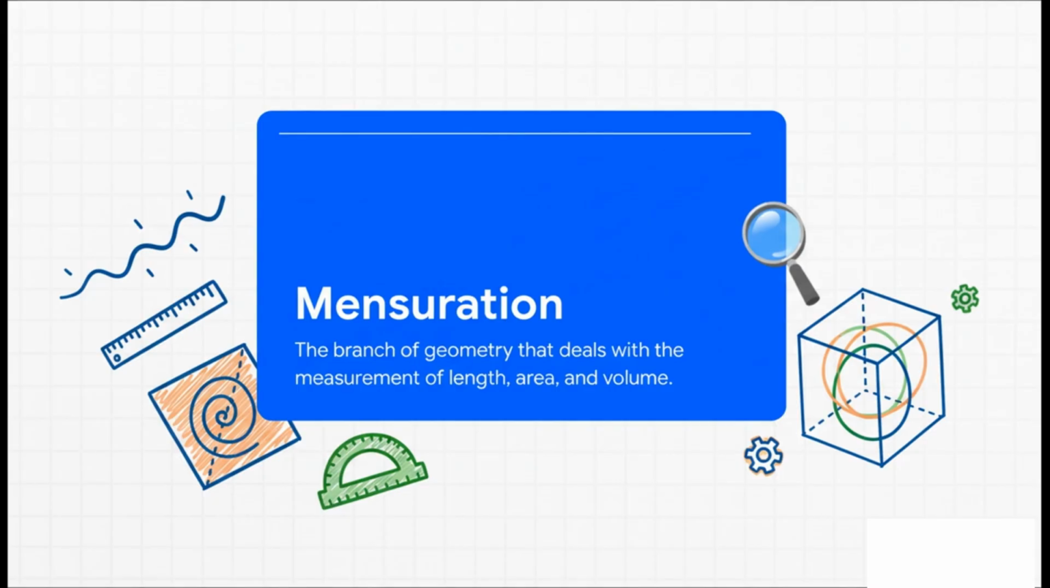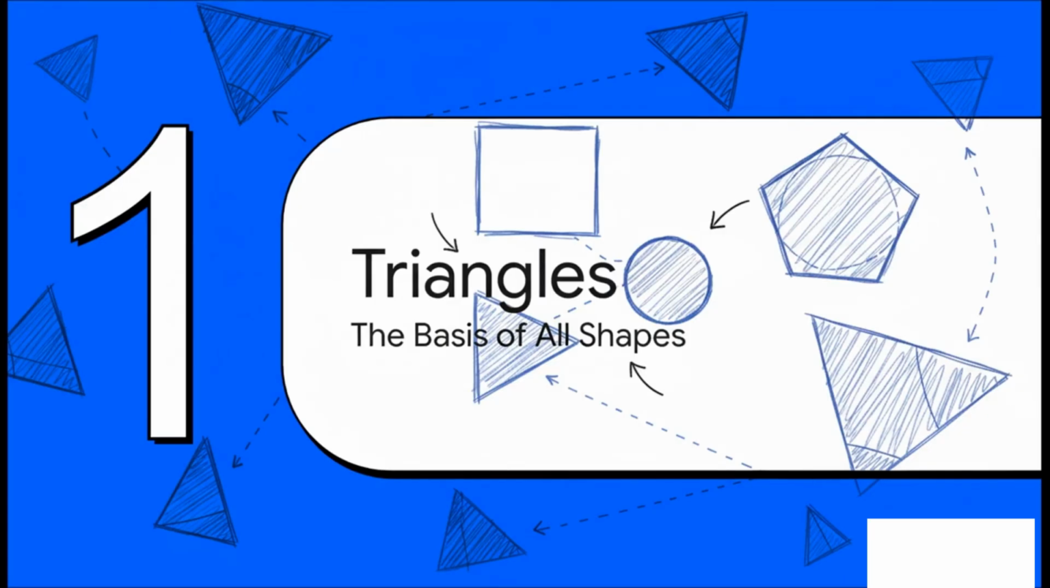And to really get a grip on this, we've got to start with the most fundamental building block of pretty much every other shape out there. That's right, the humble triangle. It might seem basic, but here's the secret. Almost any other shape you can think of can be broken down into a bunch of triangles. If you can understand this one shape, you've basically got the key to unlocking the rest.